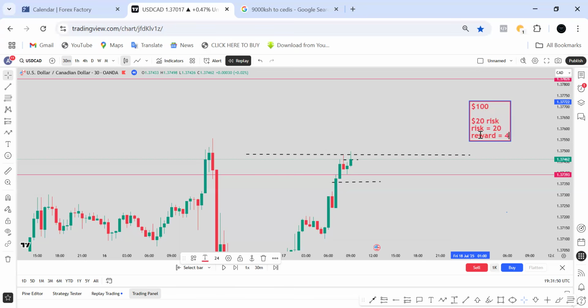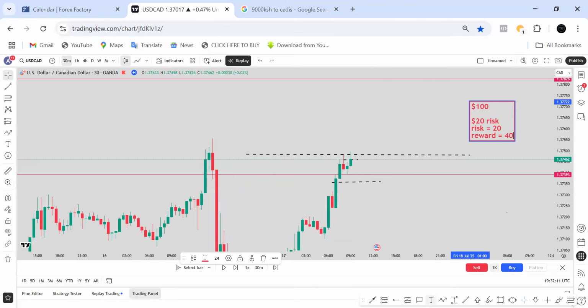So my reward, I will say $40. I'm getting two times what? My risk. You get it? So my risk is $20. So anytime you are placing a trade, where you are going to place your stop loss, doing the calculation, everything, it should sum up to $20. So how are you going to know that?